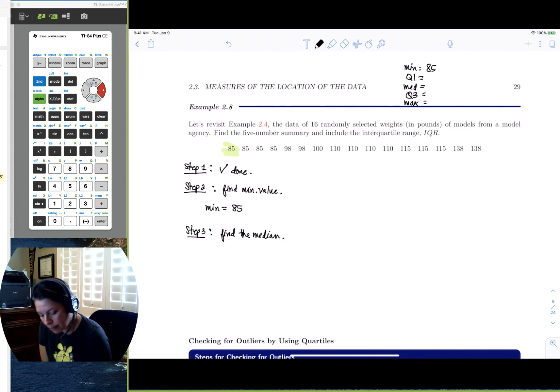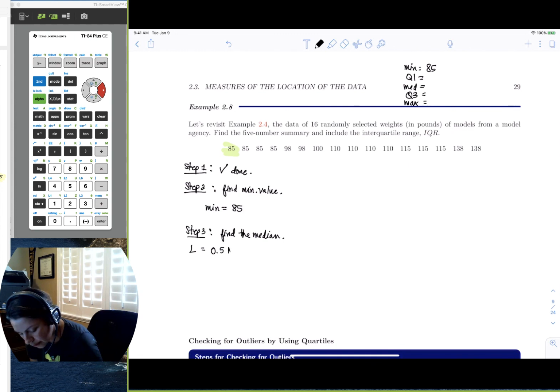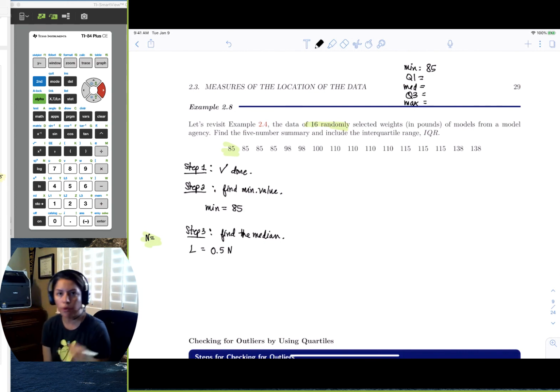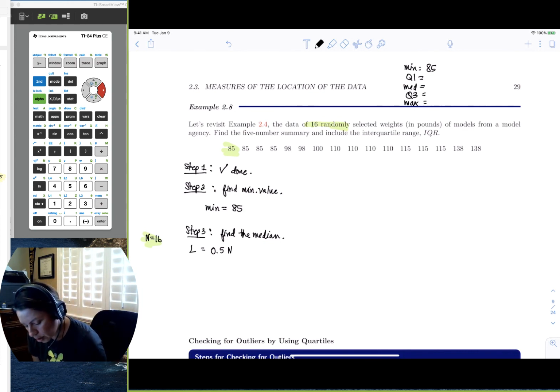Okay, to find the median, it says that we should find the locator first. So the locator is going to be 0.5n, where n is the number of data. And we do know that the number of data in our set is 16 because that was the number of models that we took weights from, right? So if we try to find the locator, it would be 1/2 times 16, which is equal to 8.